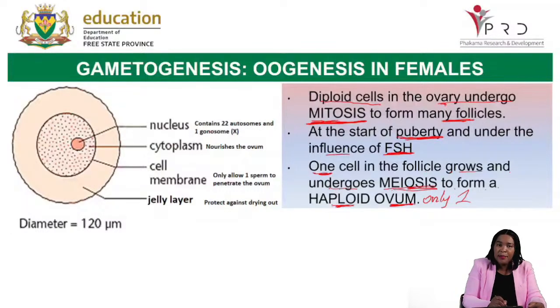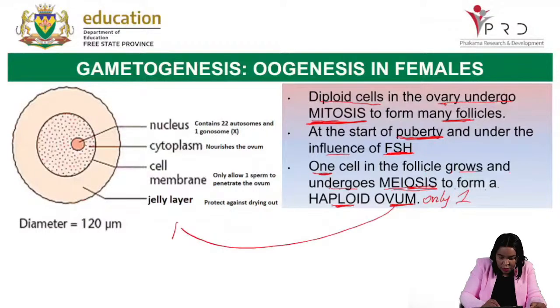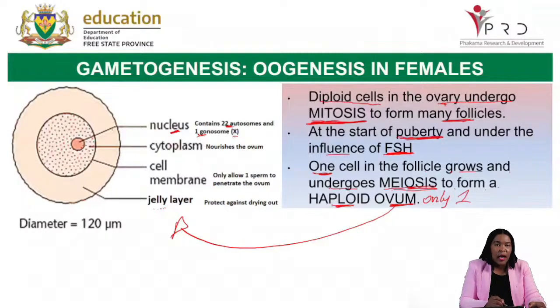So how is that ovum that is formed? The ovum has a jelly layer on the outside. Okay, let's start from the inside. Inside, you have the nucleus. The nucleus contains 22 autosomes and 1 gonosome, which is X. Why is it X? Because females can only produce X. They can never have a Y. So it will have 22 autosomes and 1 gonosome, which is X. We know it's a female.